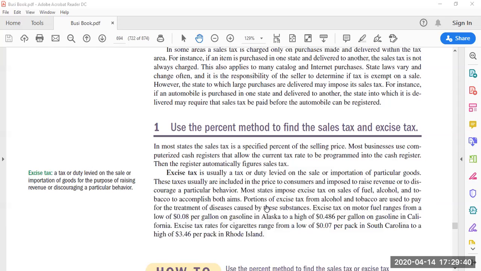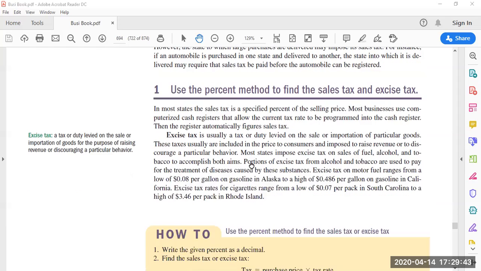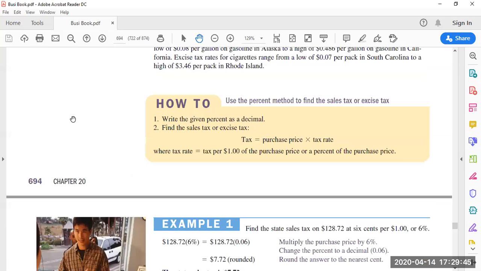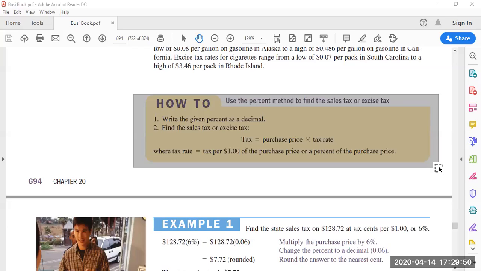Okay, let's go see now, how do we use this percentage method? The percentage method is based on sales tax and the tax rate. So what's going to happen is you're going to purchase a product. That product has a price. Multiply that times the stated tax rate, and that will tell you the amount of tax that you will pay for the purchase of that particular item.